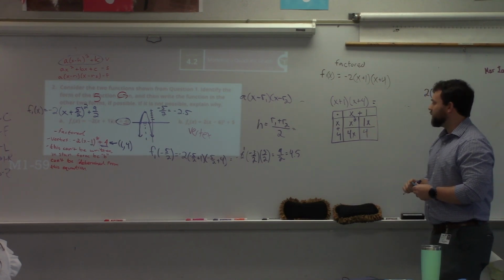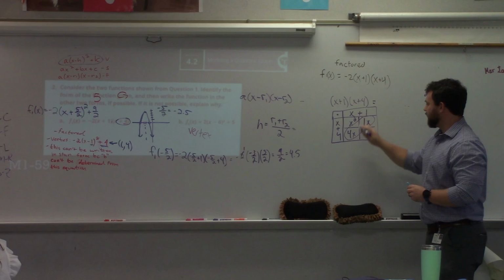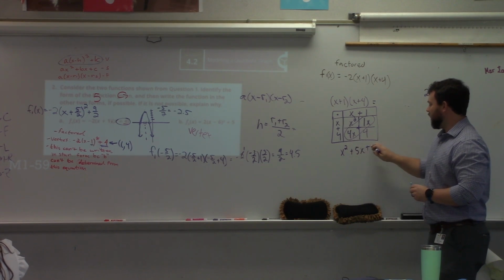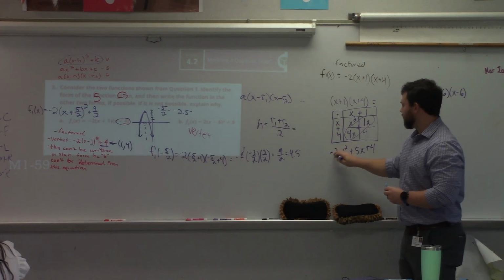Are there any like terms? Yes. 1x and 4x. What does that add up to? 5x. So I've got x squared plus 5x plus 4. And then don't forget, we got a negative 2 out in front still.